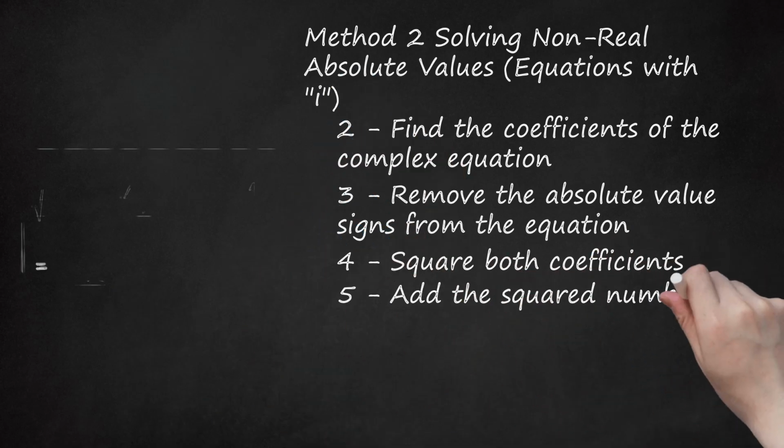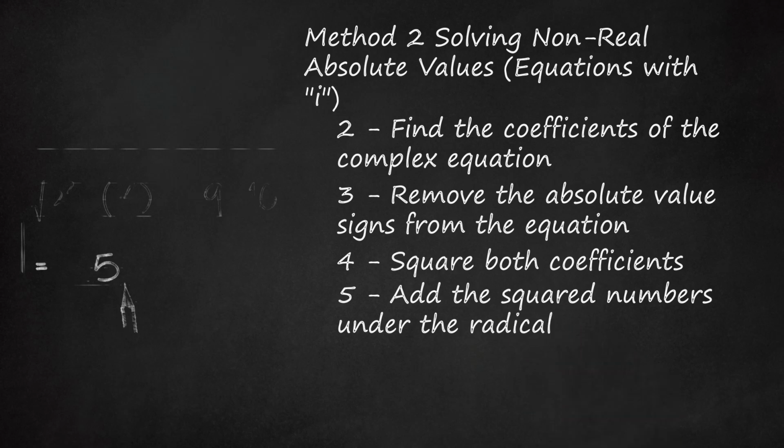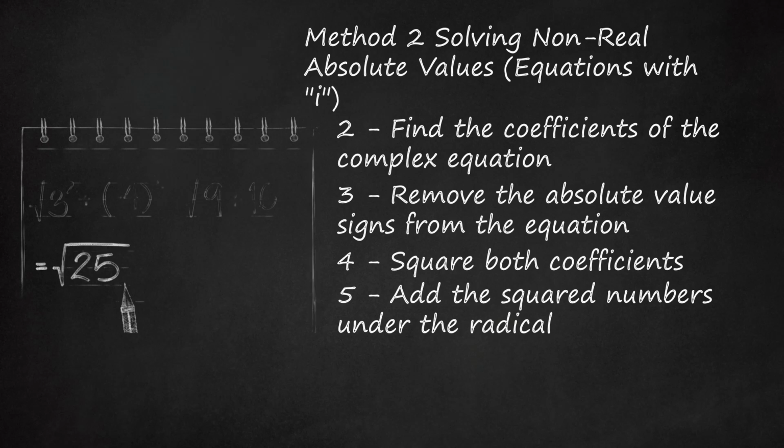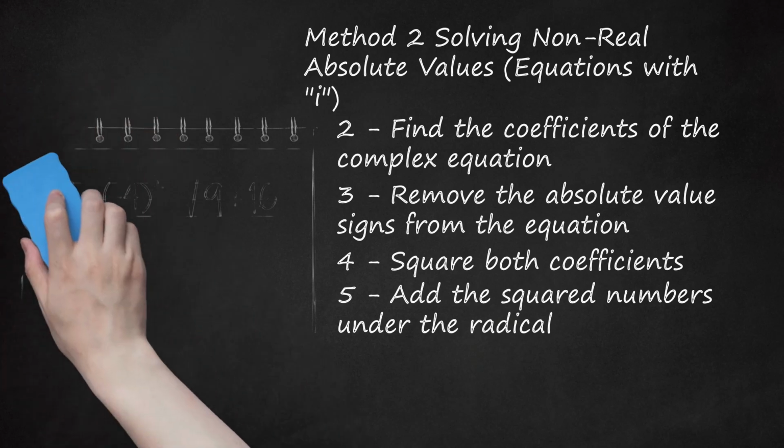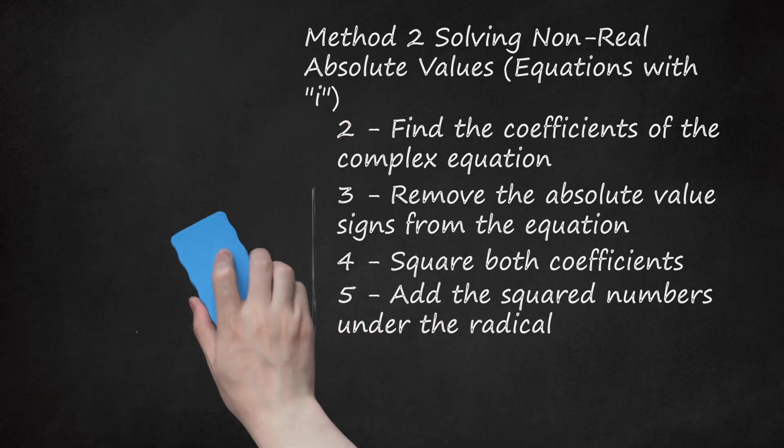5. Add the squared numbers under the radical. The radical is the sign that takes the square root. Simply add them up, leaving the radical in place for now. The coefficients are 3 and 4, and the distance formula gives the square root of 3 squared plus 4 squared. Squaring gives the square root of 9 plus 16. Adding up the squared coefficients gives the square root of 25.